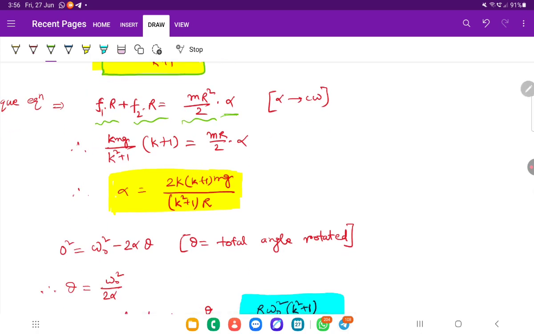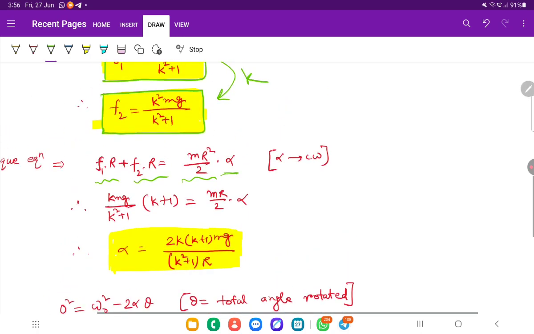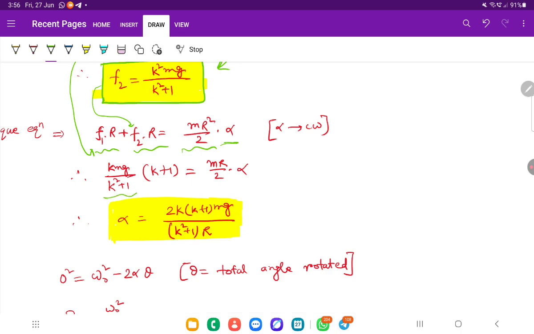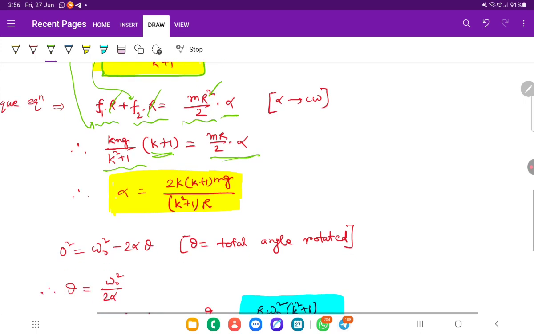So just put the values of F1 and F2 here, these two values, right? Put F1 here and F2 here. I have taken kmg upon k square plus 1 common, and you will get a k plus 1 inside and mr by 2. Obviously 1 r gets cancelled from here, mr by 2 times alpha. Here m and m gets cancelled, so you just multiply 2 by r both the sides and you will get alpha as this.